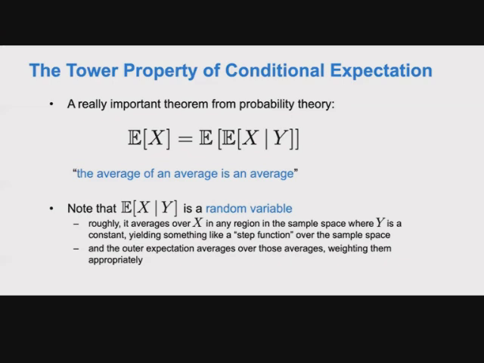It's a random variable, E of x given y. Why? Well, because it's a function on the sample space. It's kind of a step function on the sample space. Any function on the sample space is a random variable by definition.